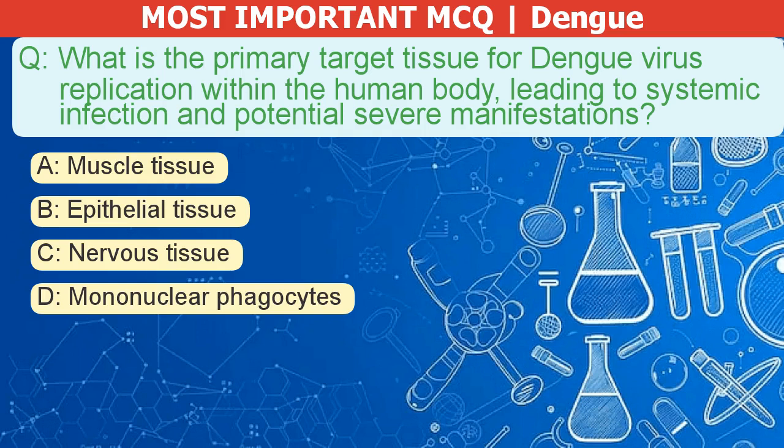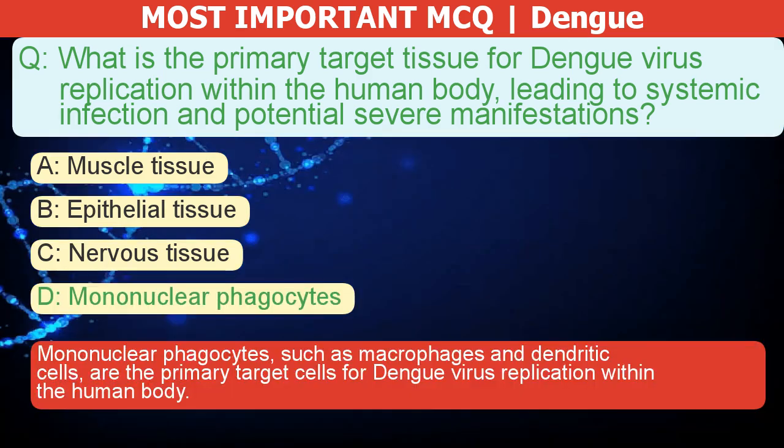What is the primary target tissue for dengue virus replication within the human body, leading to systemic infection and potential severe manifestations? A. Muscle tissue. B. Epithelial tissue. C. Nervous tissue. D. Mononuclear phagocytes. The correct answer is D. Mononuclear phagocytes, such as macrophages and dendritic cells, are the primary target cells for dengue virus replication within the human body.